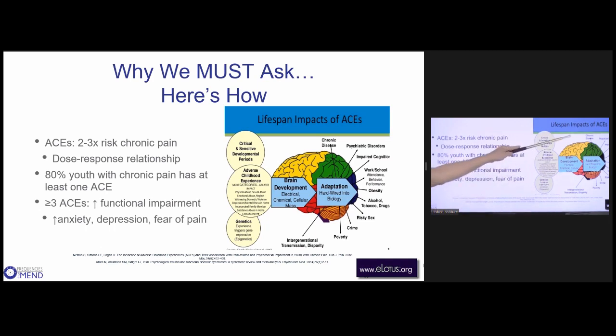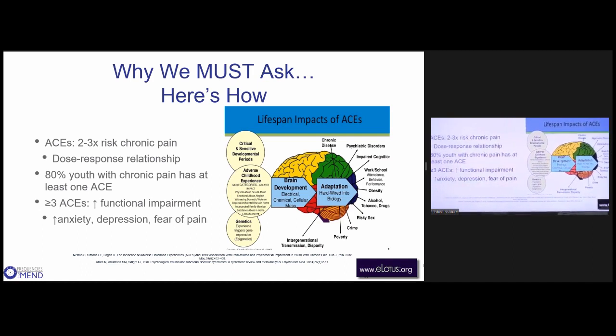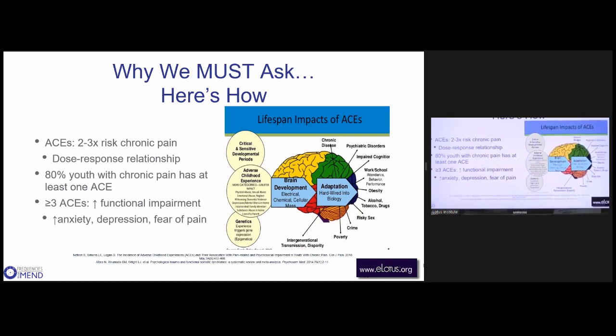So this is where we end up with these chronic diseases, psychiatric disorders, impaired cognition, work and school issues. These are your kids in trouble in school, bullying, bad grades, can't pay attention, sleep deprived, brain not focusing, ADD. And then we have a high likelihood of obesity, alcohol, tobacco, and drugs, risky sex, and then crime, poverty, and intergenerational transmission and disparity. So it's like the gift that keeps giving.